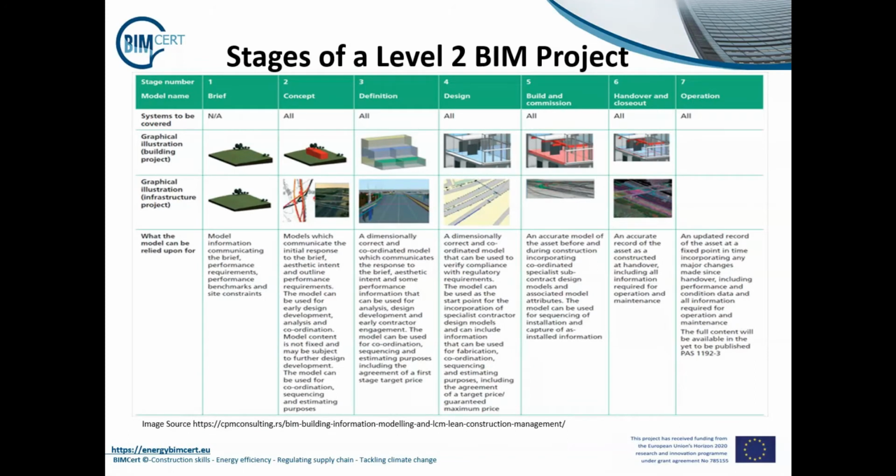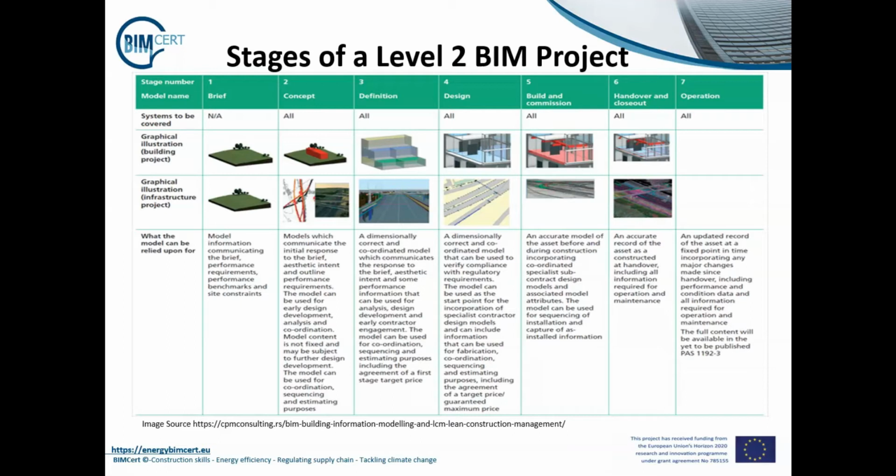If we look at this diagram here, what it represents is the RIBA digital plan of work. This sets out 7 distinct stages with graphical information within the model and non-graphical information, and the stages that they are to be delivered, and to what level of detail. These stages are brief, concept, definition, design, building and commission, handover, and closeout and operation.